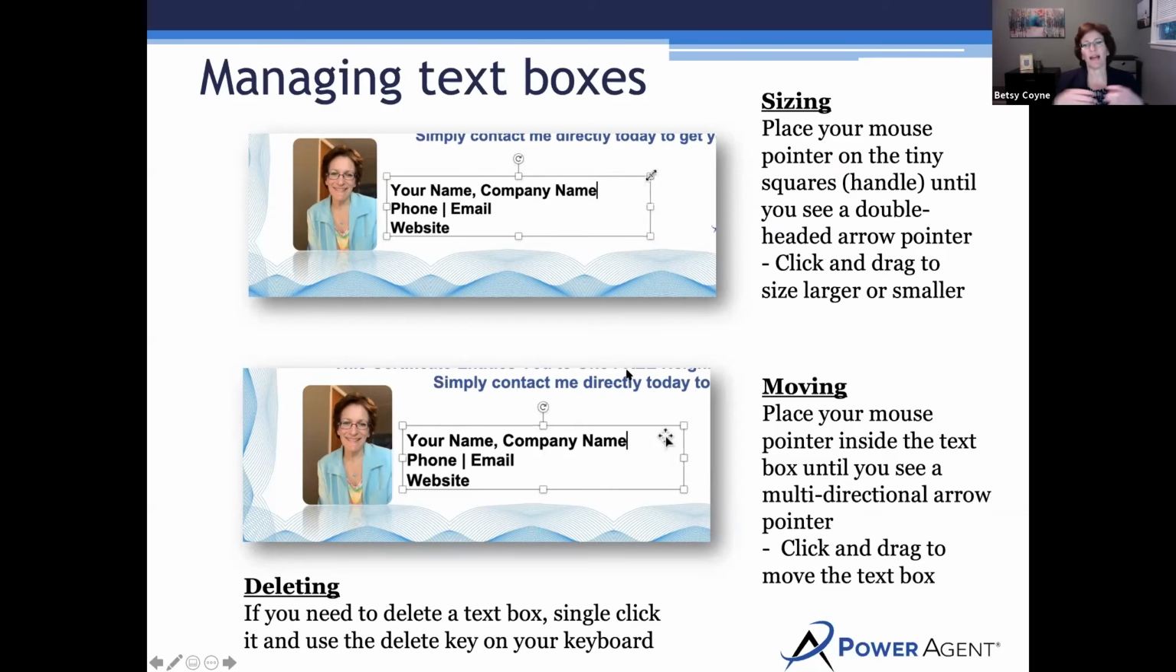So what if you had to make your box a little bit longer or a little bit shorter, and then you needed to move it just slightly even, you're going to be able to do that too. So that pointer is a multi-directional arrow. So you see the difference here? There's a double-headed arrow when you're resting on a little tiny square. And then there is a multi-directional arrow when you're resting inside the text box. So that's what we're going to practice later.